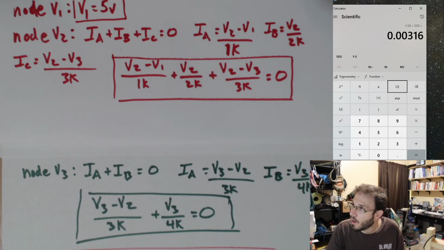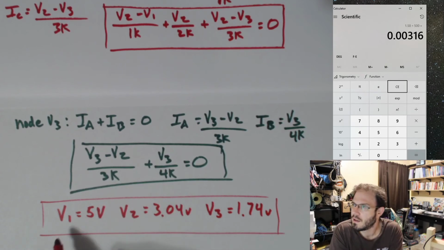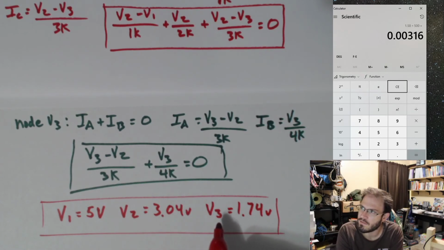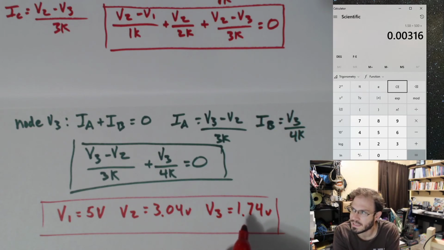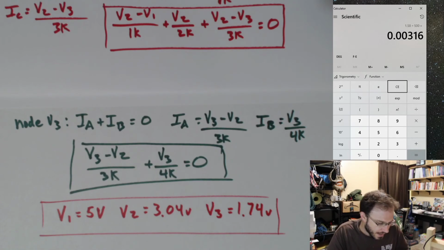So now you can go ahead. Oh, I did not write those. Sorry. V1 is 5 volts, V2 is 3.04 volts, and V3 ends up being 1.74. Now I can go ahead and plug those back into my original circuit.